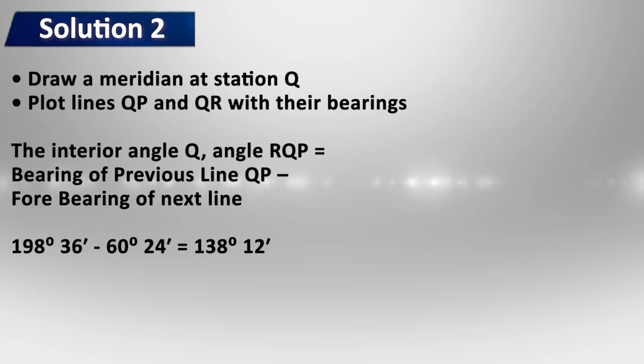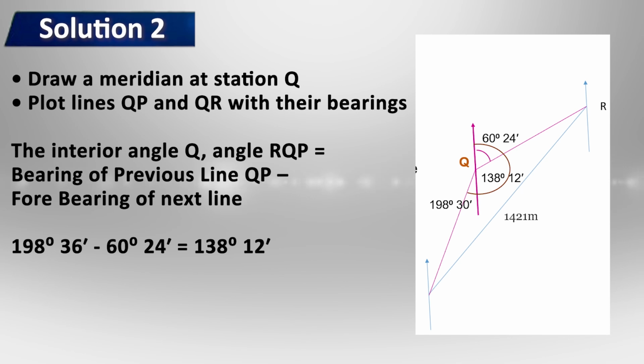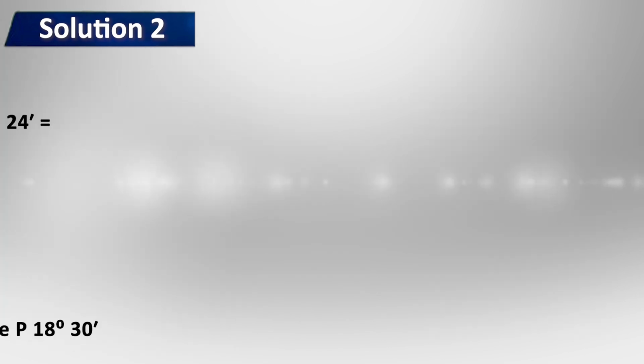Suppose we are at station Q, draw a meridian at station Q and plot these lines QP and QR. So the interior angle Q, that is angle RQP, is equal to the bearing of the previous line minus the forebearing of the next line. The bearing of the previous line, as we calculated, 198 degrees 36 minutes minus 60 degrees 24 minutes, comes out to be 138 degrees 12 minutes.